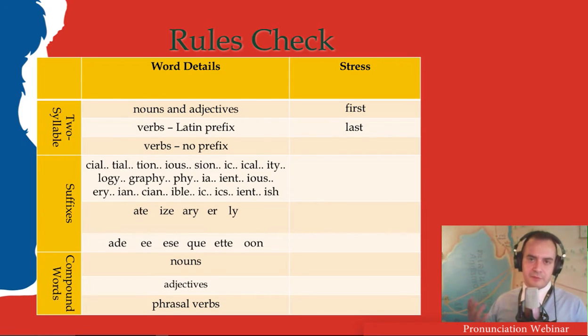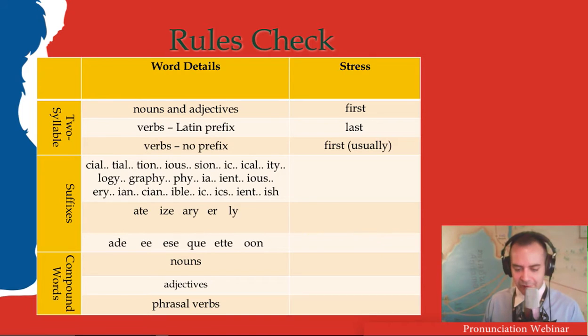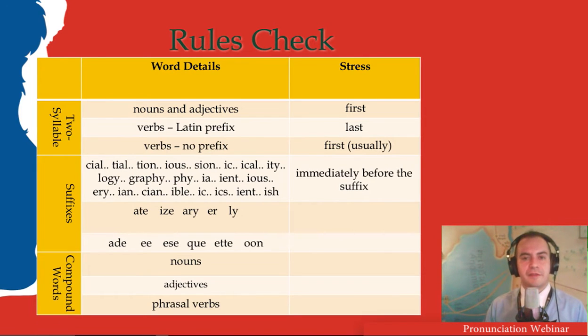Now let's look at the verbs with no prefix, like carry, study, travel. Where's the stress? On the first syllable. Okay, let's look at this long list of suffixes here. Where does the stress go in these words? Financial, residential, information. Stress comes immediately before the suffix. Okay, then you have these few suffixes. Listen to the words activate, apologize, secretary. For these, the stress comes 2 syllables before the suffix.